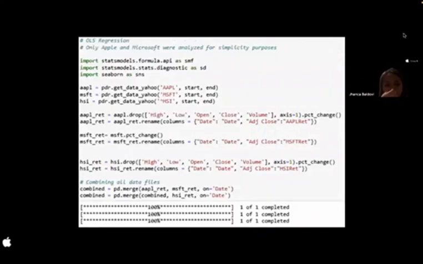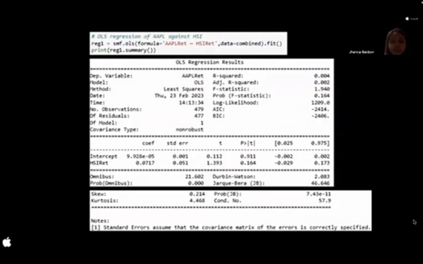So onto the regression analysis, we just have here the codes wherein we just laid out everything basically for the regression analysis. We only used Apple and Microsoft from here moving forward for simplicity purposes, and we shall compare these against the Hang Seng Index, which is the main indicator of the overall market performance in Hong Kong. Next slide, please.